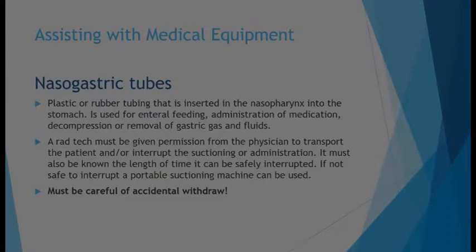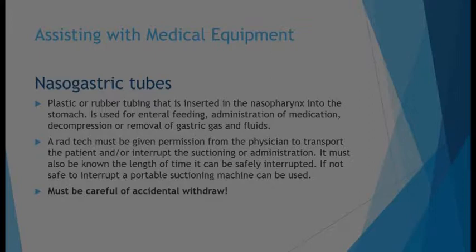Nasogastric tubes are plastic or rubber tubing that is inserted through the nasopharynx into the stomach. They are used for enteral feeding, administration of medication, decompression, or removal of gastric fluids and gases.